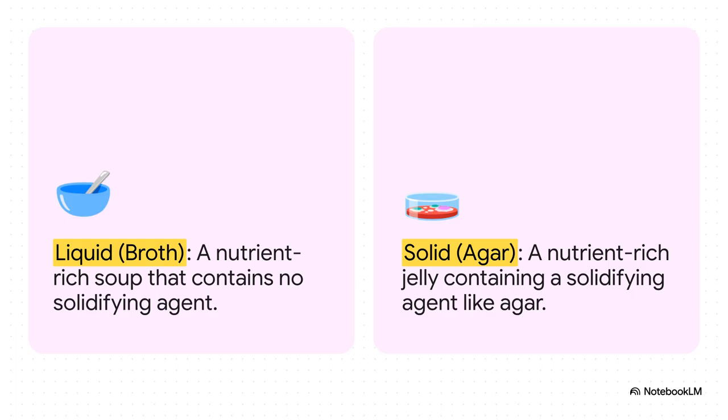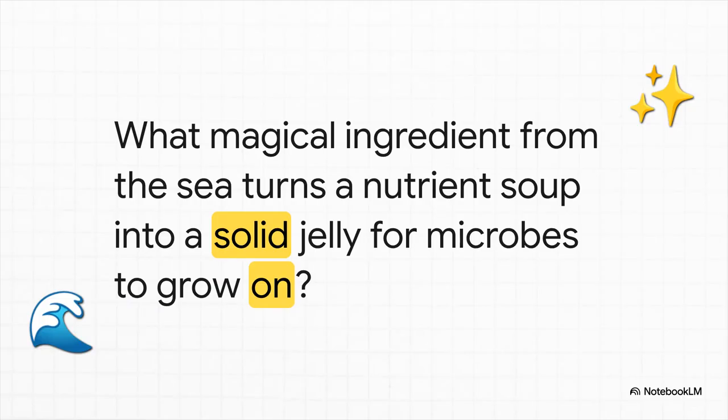But if you need to separate the good guys from the bad guys, you really need a solid surface. And that's where solid media comes in. It has the consistency of a firm jelly, and it is absolutely crucial for isolating the culprit. And that kind of brings up a great question, right? How do you get this nutrient soup to turn into a stable, solid jelly that bacteria can grow on, but not eat right through? The answer is this really remarkable substance.